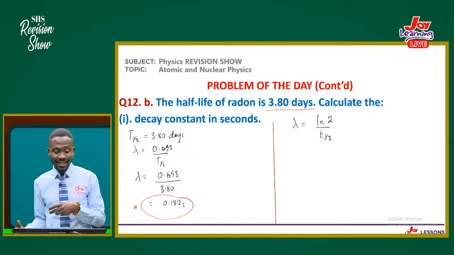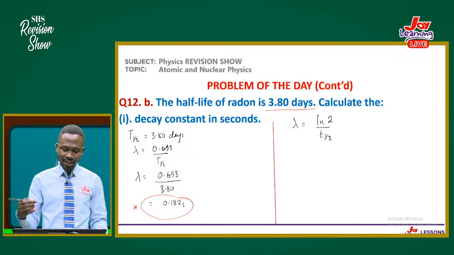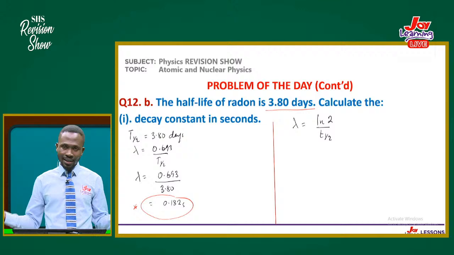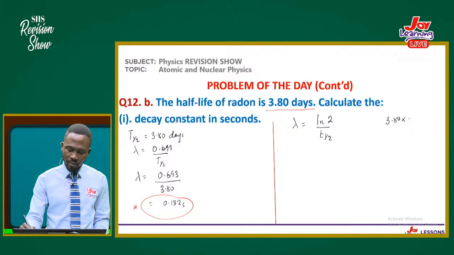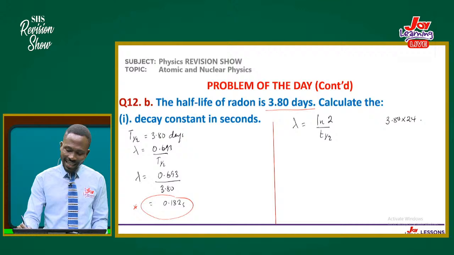3.80, we change to hours, 24 hours in a day. So we need to multiply our 3.80 by 24. I'm trying to get you a step-by-step approach. This one will give us the value in hours. So we get 91.2 hours.